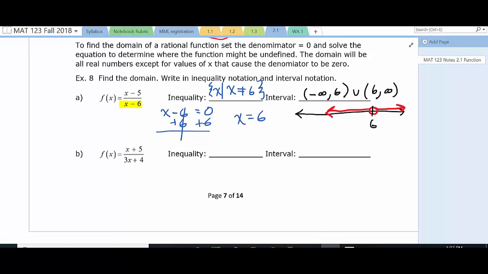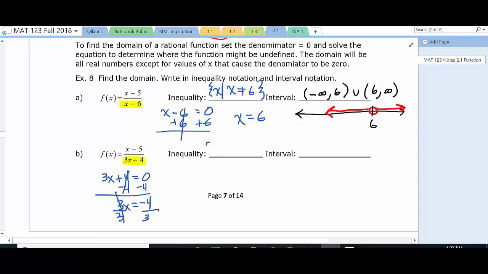Okay, the next one's the same way. What you focus on is what makes that denominator 0. You don't look at any other part of the problem. So just write down 3x plus 4 is equal to 0, and then solve that equation. You can subtract 4 from both sides, which gives 3x equals negative 4. Then you can divide both sides by 3 like that. Okay, then write it like this.